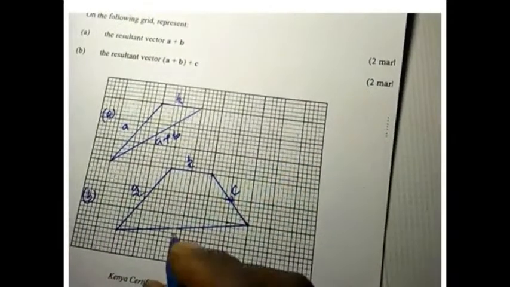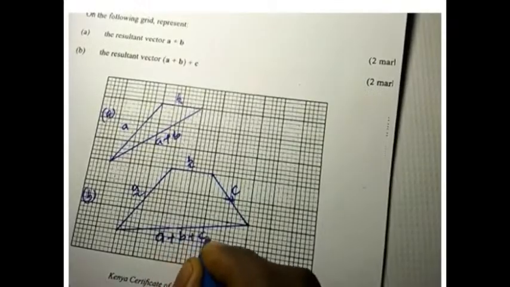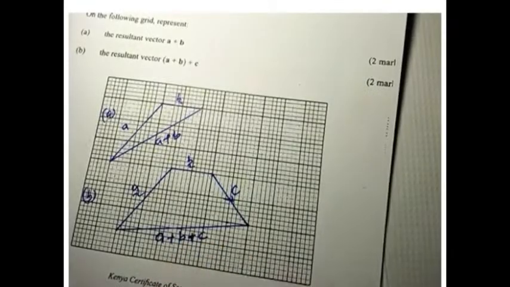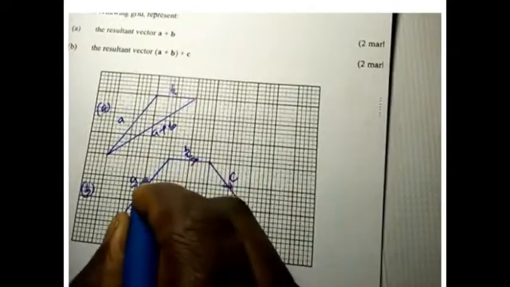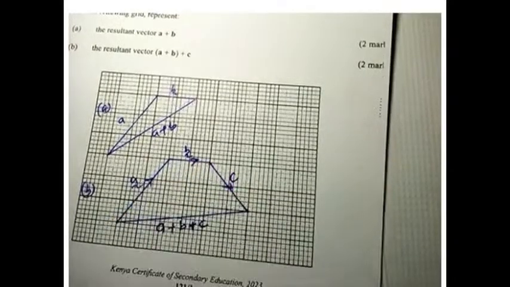So this one is A plus B plus C. So this is A, part B.